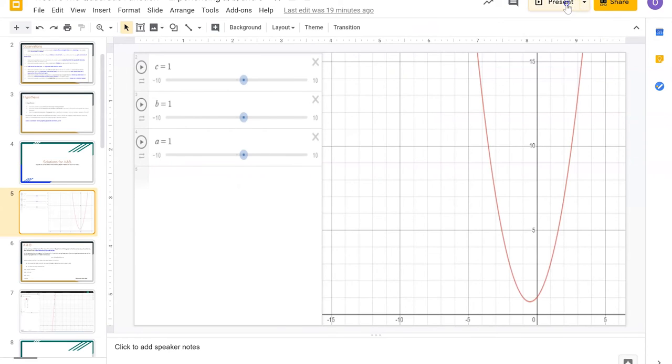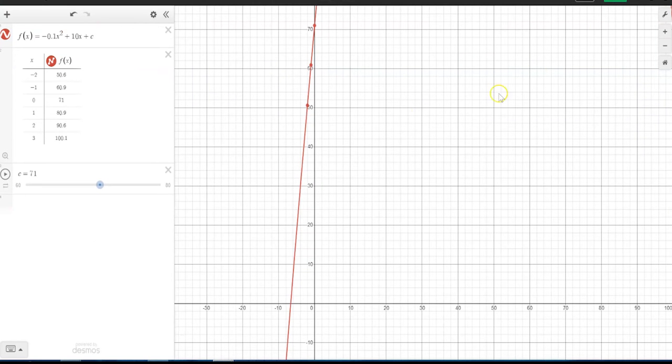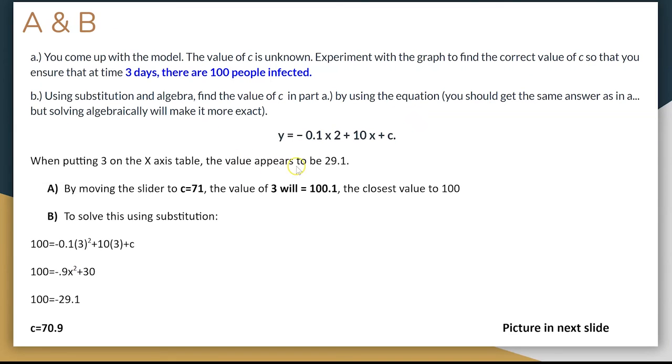So now that we got that cleared up, we can start. For A and B, we are trying to ensure that at 3 days there are 100 people infected. When we first plug in 3 on the x-axis table, the value appears to be 29.1, which is smaller than what we want. So from there, we just increase the value of C until we get to around 100. And the closest you can get is 100.1 before it starts skyrocketing.